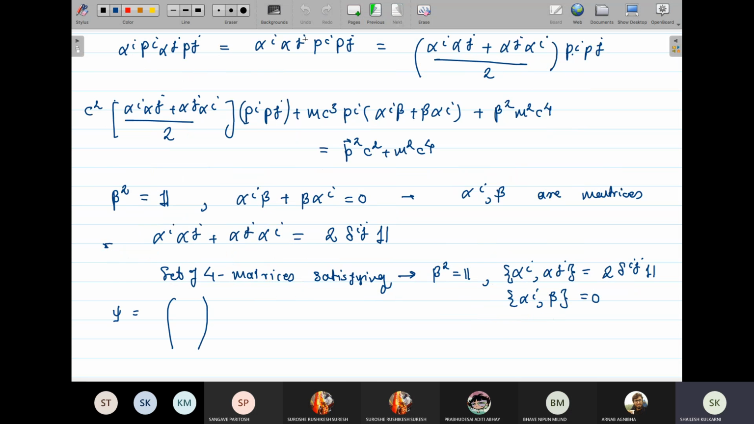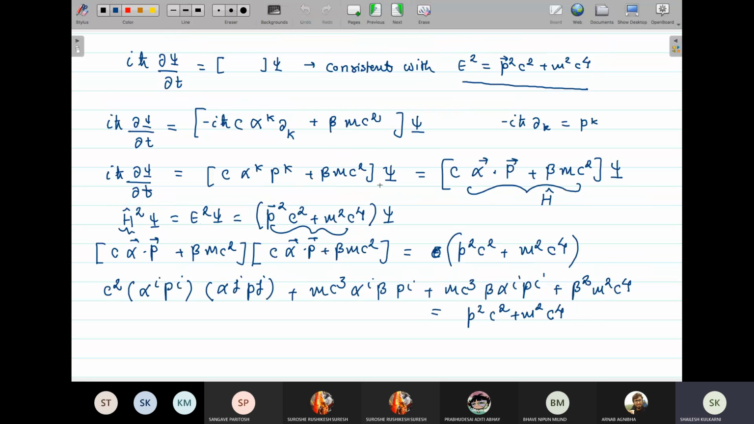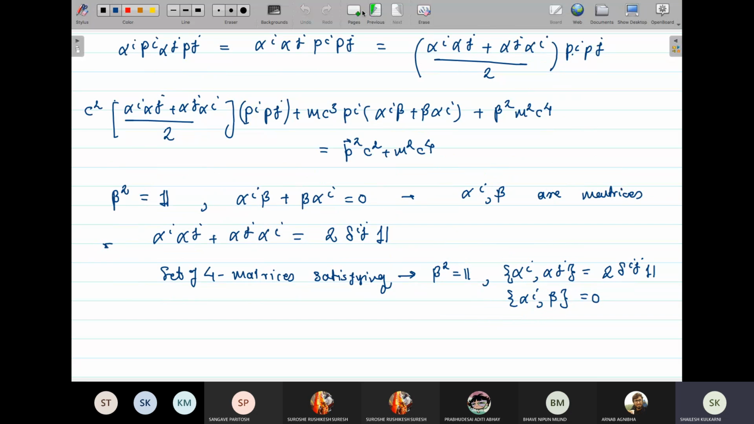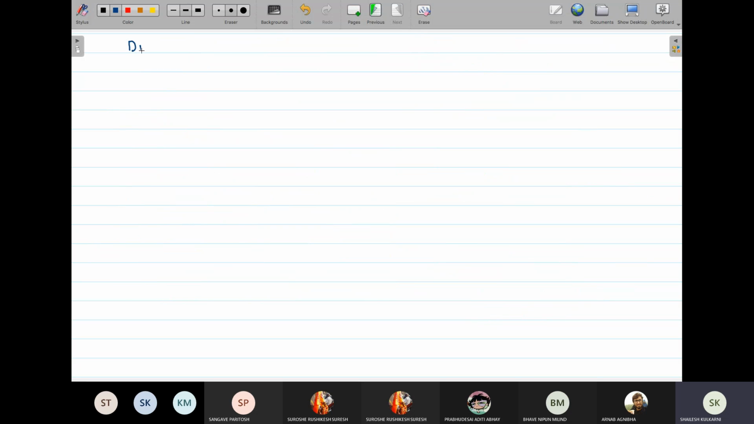So let us see how that happens. But first of all, is this clear? If I claim the first order equation for a relativistic particle, then to make that equation consistent with the energy momentum relation, we must introduce objects like alphas and beta which satisfy this relation. This equation is called the Dirac equation. So this is what Dirac did.